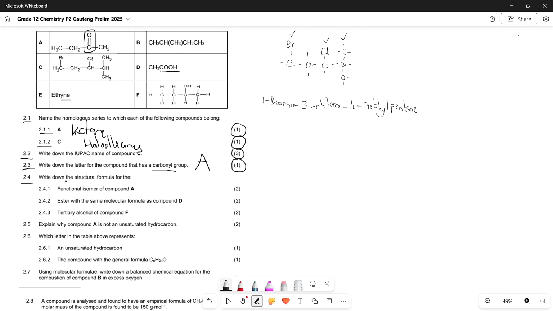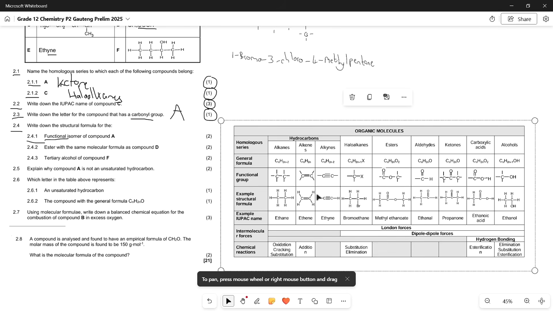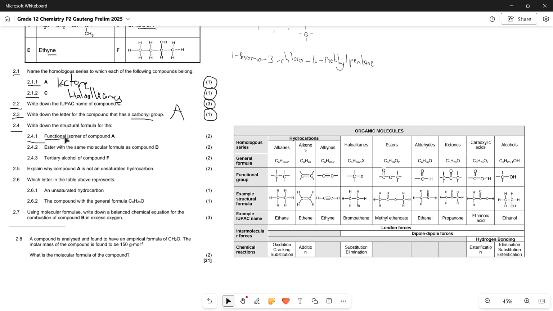So then 2.4 says write down the structural formula for the 2.4.1 functional isomer of compound A. So functional isomer, isomers have the same amount of C's and H's, but functional means that it will have a different lock and key. Just like this sheet we were looking at, having a different functional group places us in a different category over here, a different homologous series.